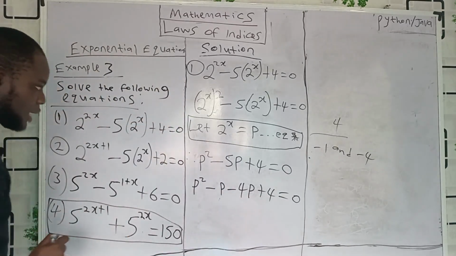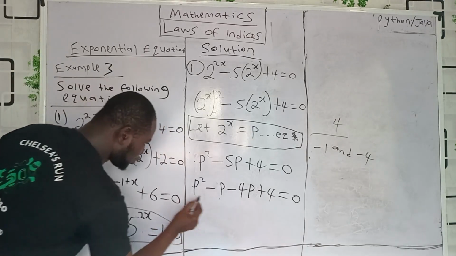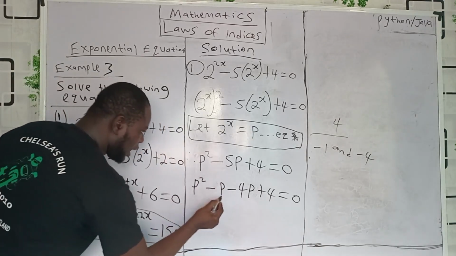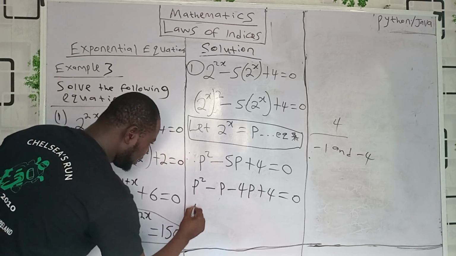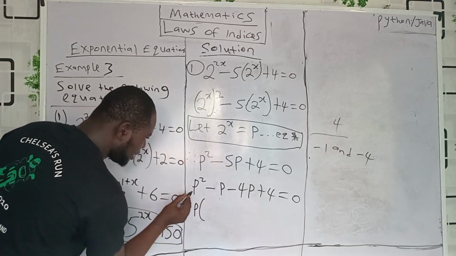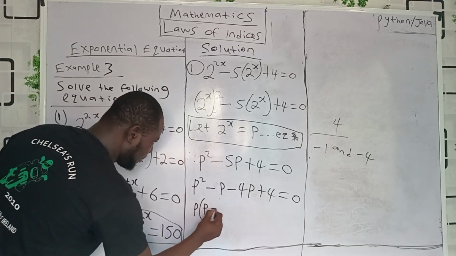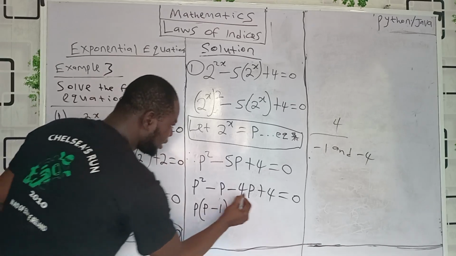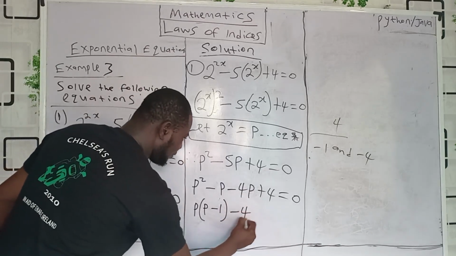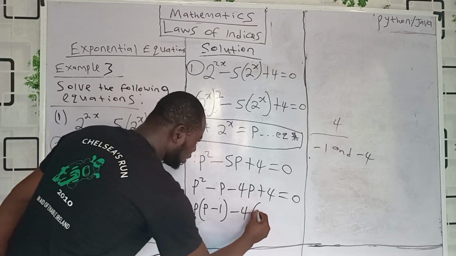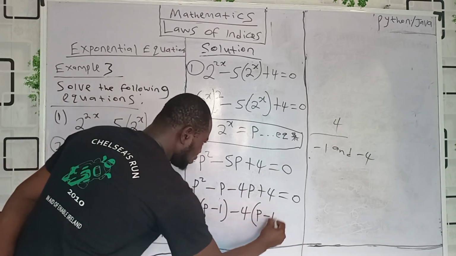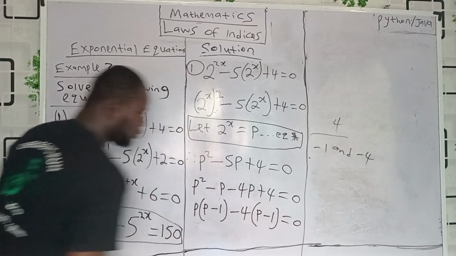Now let us factorize. I can pick it like this. The first two terms, I can bring out what is common to them, p. I will now say p into bracket. What will remain here? P, then minus 1. Then what is common here? Minus 4. I can factorize minus 4 out, into p minus 1. Everything equals 0. What do you observe?